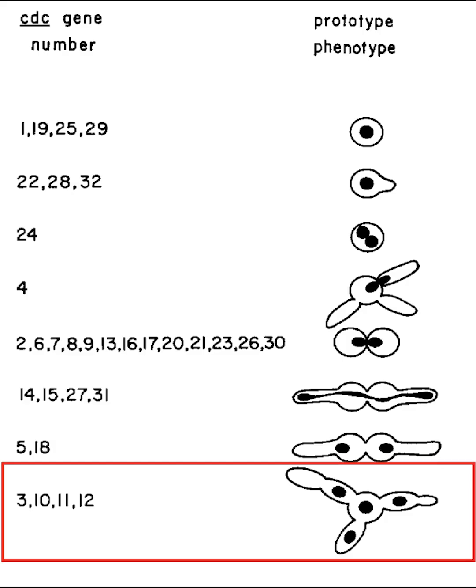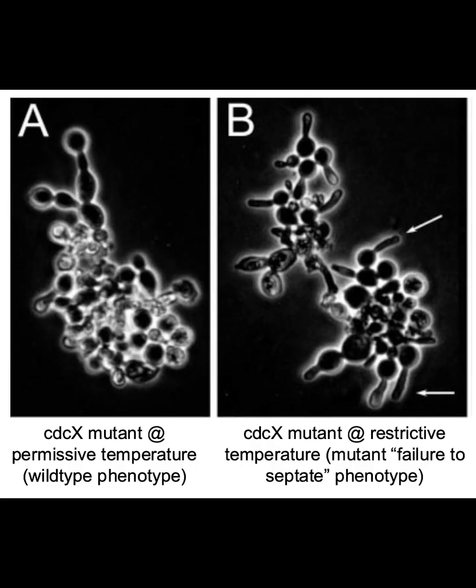Yeast cells normally divide through budding, but our CDCX mutant behaves strangely. At the permissive temperature, 25 degrees Celsius, everything looks normal. But shift the temperature to 37 degrees Celsius, the restrictive temperature, and cell division starts to collapse. The buds elongate, cytokinesis fails, and the yeast form long chains of incompletely separated cells.